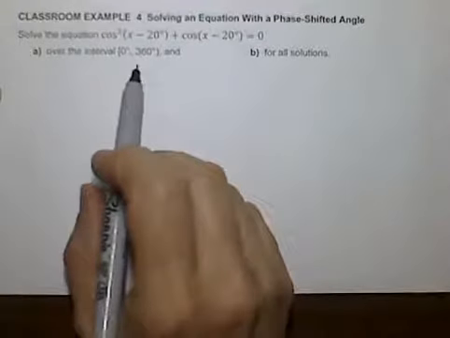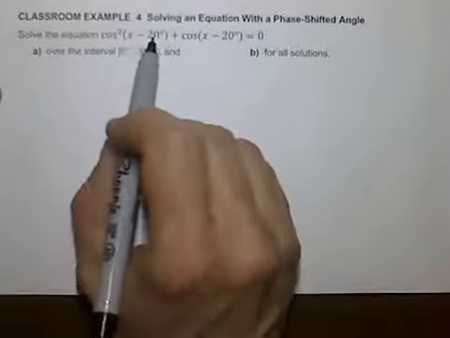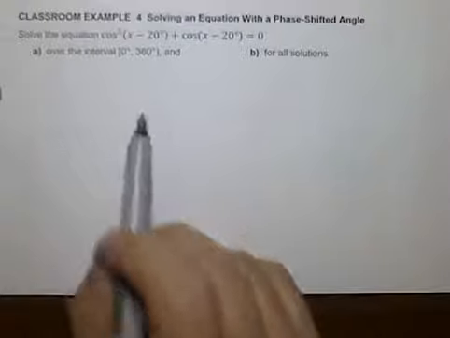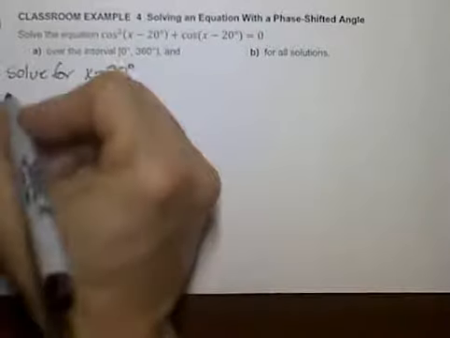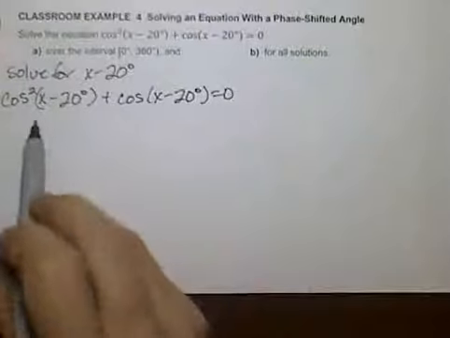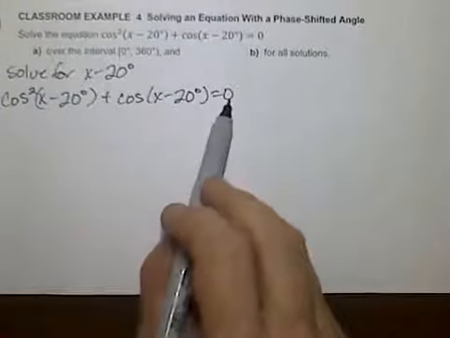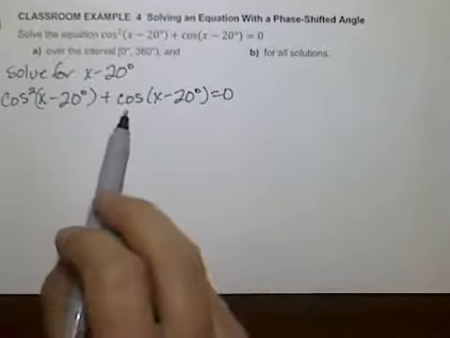In this example, we're going to solve for a phase-shifted angle. That means that we've got a plus or minus inside of our trig function with the x. What we're going to start out by doing is solving for the x minus 20. If we look at the form of this equation, because we have a cosine squared, that means that this is quadratic in form. We want to have everything on one side and a 0 on the other side, which we already have. And then what we want to do is try and factor this.